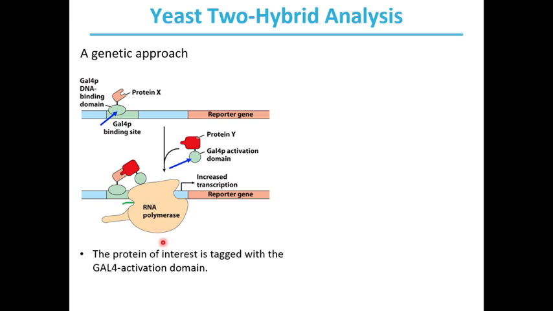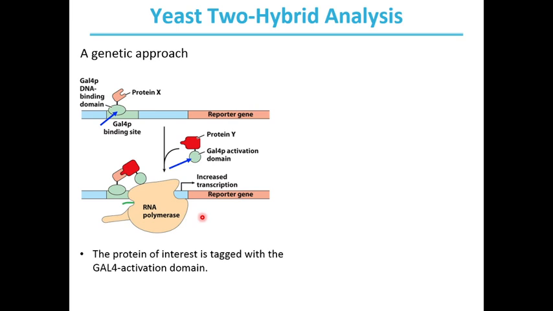In yeast two-hybrid analysis, the protein coding regions of the gene to be analyzed are fused to the yeast gene for either the DNA binding domain or the activation domain, and the resulting genes express a series of fusion proteins. If a protein fused to the DNA binding domain, like protein X, interacts with a protein fused to the activation domain, or protein Y, then transcription is activated, which means that RNA polymerase is active.